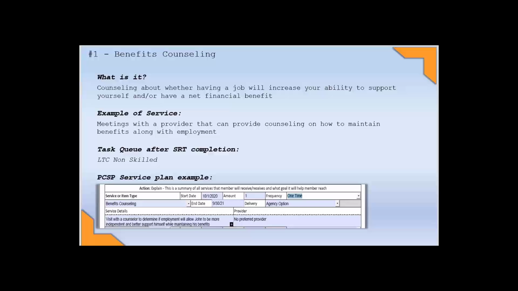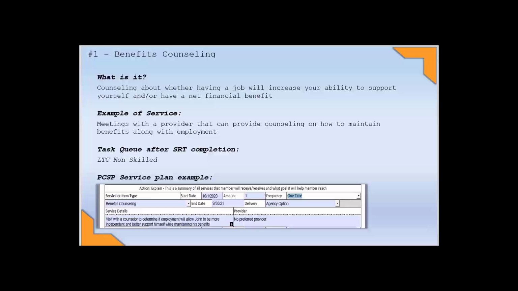So we left in there, what is it? The first one, benefits counseling: counseling about whether having a job will increase your ability to support yourself and/or have a net financial benefit. An example is meeting with a provider that can provide counseling on how to maintain benefits along with employment. We list the task queue, and then we list a PCSP as an example for you.